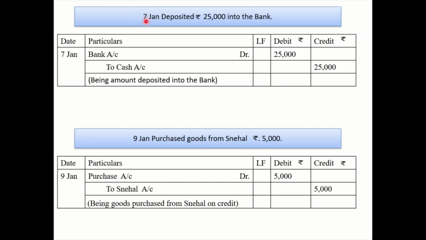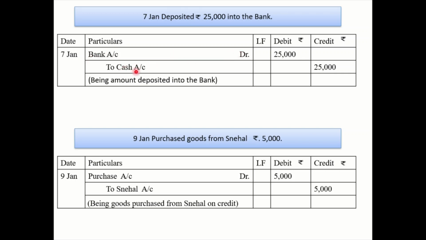Now second transaction, on 7th January deposited rupees 25,000 into the bank. Again in this transaction two accounts are involved. Cash is deposited into the bank, means cash account and bank account. Date 7 January. Bank account. Bank account is a type of personal account and the rule of personal account is debit the receiver, credit the giver. Here bank is the receiver of the cash. That's why bank account is debited.